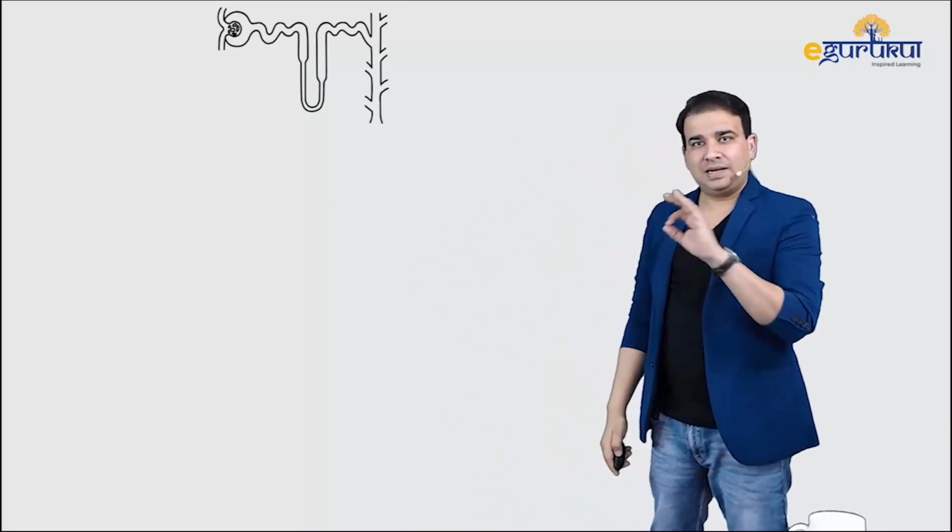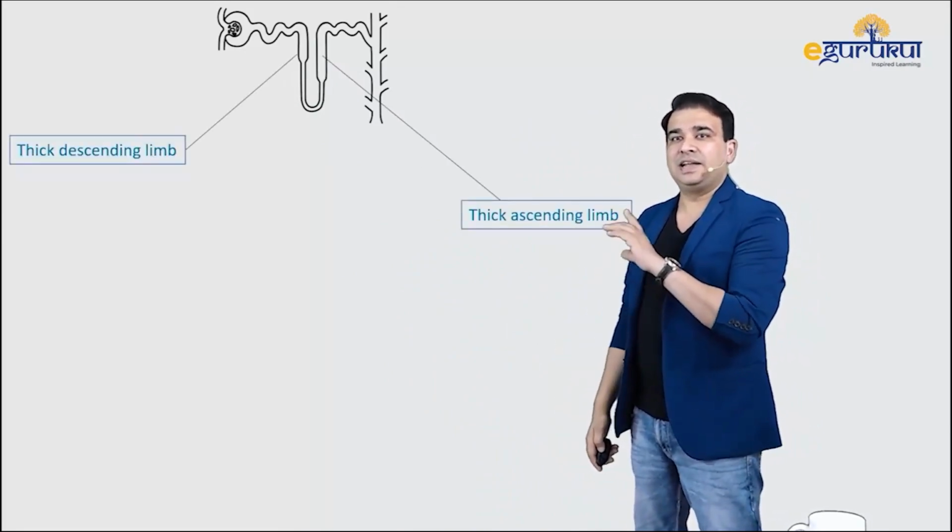Now in this slide, let's talk about the lining epithelium of the loop of Henle. Now, first of all, we can see the loop of Henle can be divided into this thick descending limb. Then we have a thin descending limb. Then we have the thin ascending limb and we have a thick ascending limb. So that's the loop of Henle. So first let's look at the lining epithelium of the thick descending limb and the thick ascending limb.